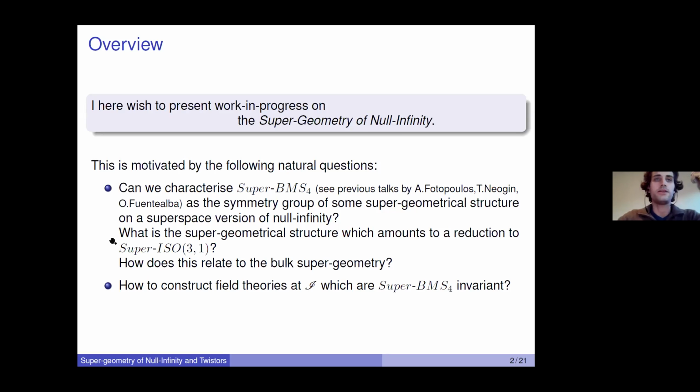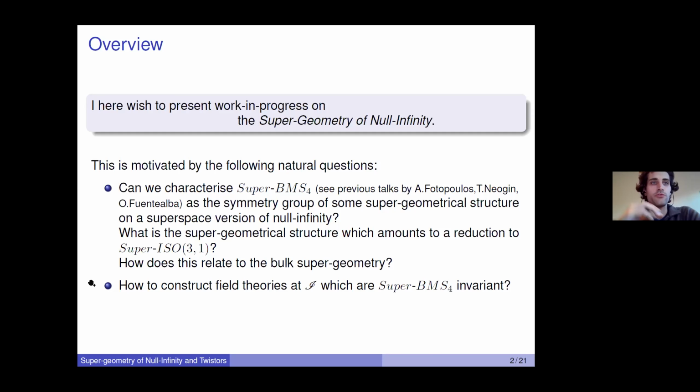If yes, then what is the supergeometrical structure that you need, which amounts to reducing this super-BMS group to some copy of the super-Poincare group? And then finally, how can all of this relate to the bulk supergeometry? And a closely related question is how can we construct field theories at null infinity which are super-BMS invariant in the first place? And I think those questions are really intimately related.